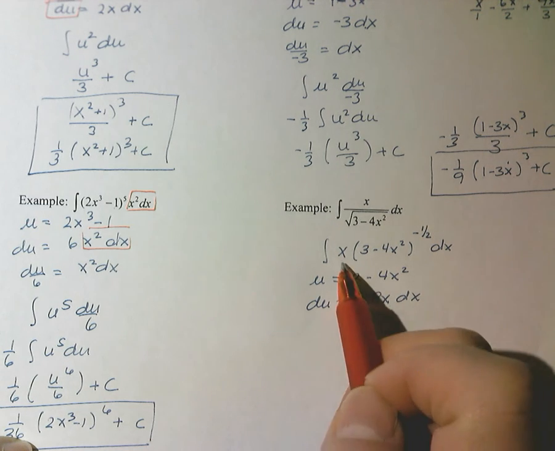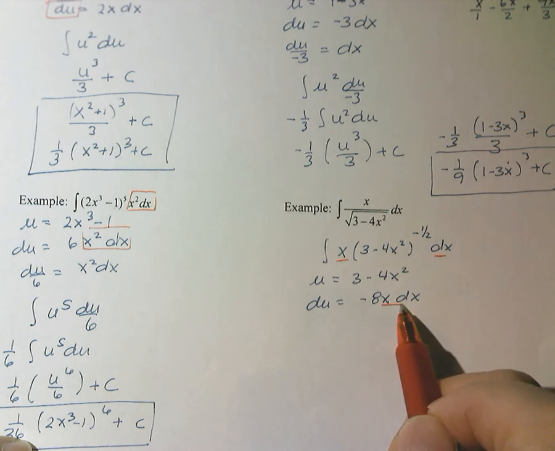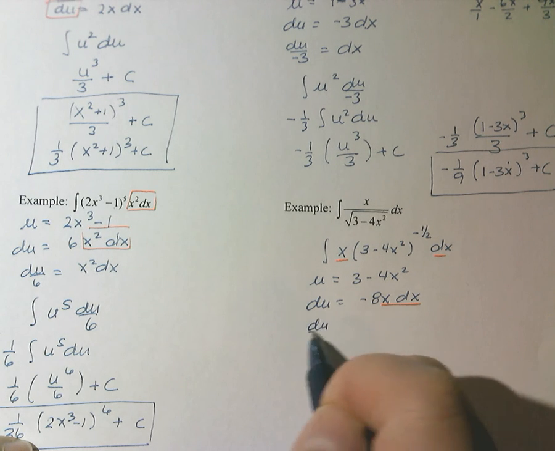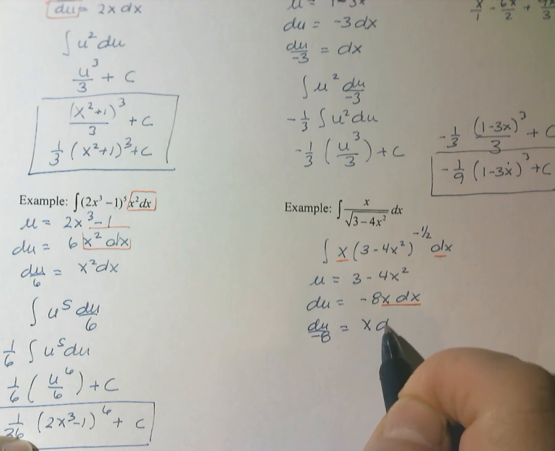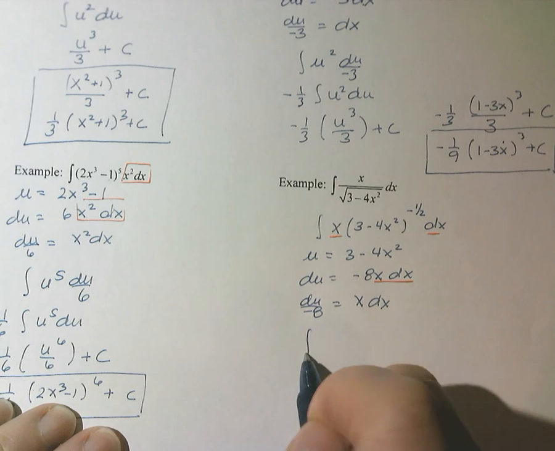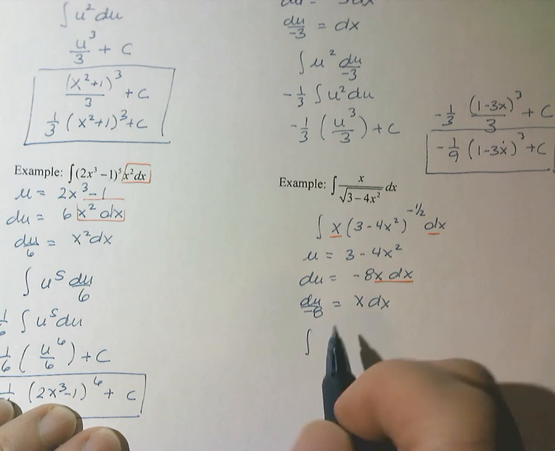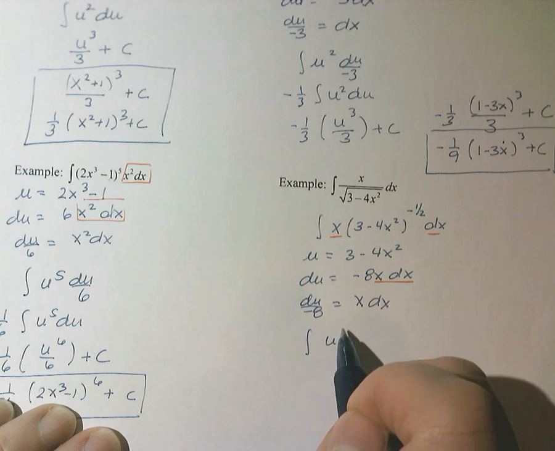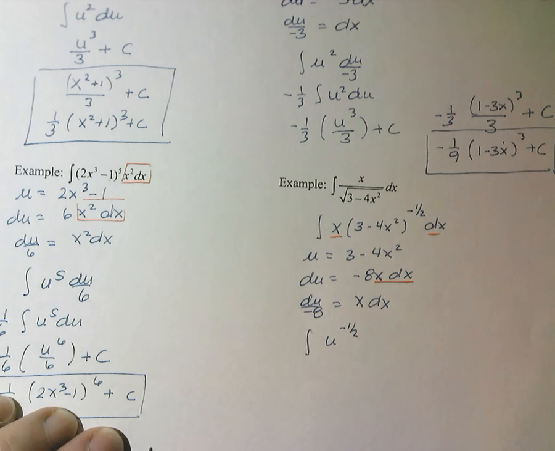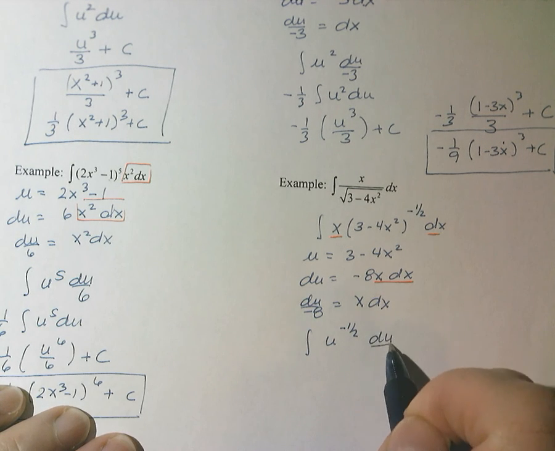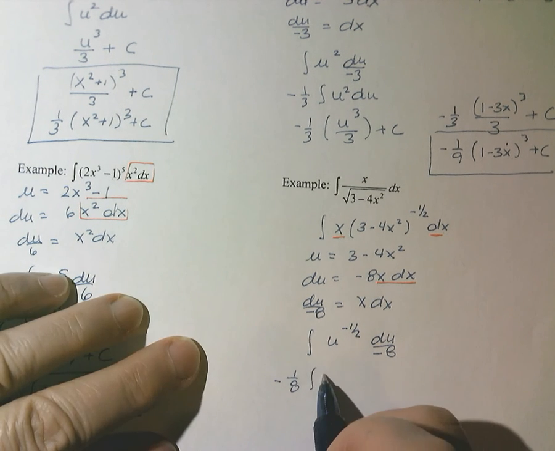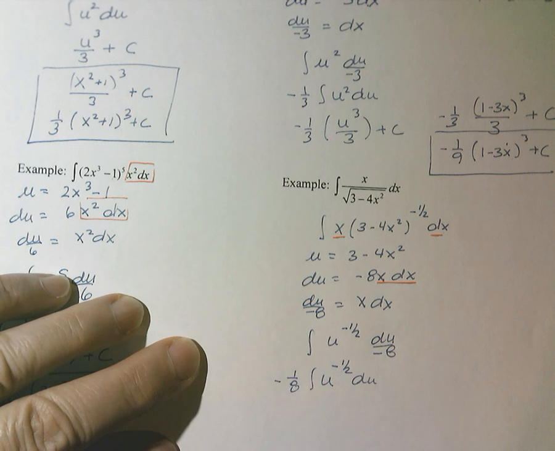Well, even though they're separated, I've got an x and I have a dx here. So I want this x dx. So I'm going to divide by -8. So my integral becomes 3 minus 4x squared is replaced with u. So I have u to the -1/2. And then x dx is replaced with this du divided by -8. I'll rewrite it as -1/8 integral u to the -1/2 du.